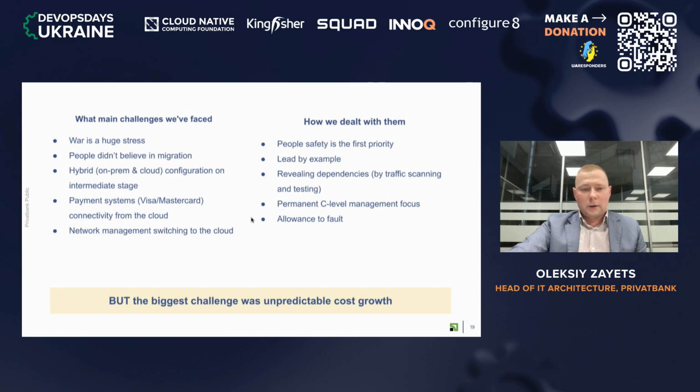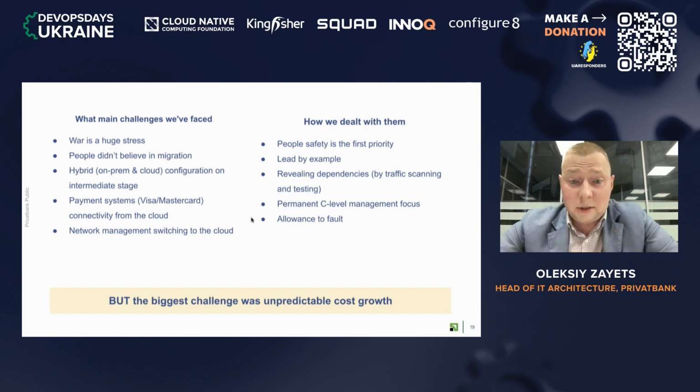Also, our main partners as a payment system, Visa and MasterCard, before didn't support full cloud connectivity, and we helped together to build it in Europe for the first time. And network management in AWS didn't cover our requirements to manage such a huge number of network segments, routes, etc. That's why we had to renumber and reconfigure all our equipment on-prem to push it into cloud solutions. But the biggest challenge was unpredictable cost growth.